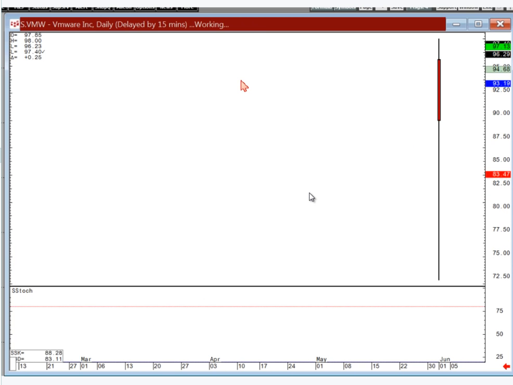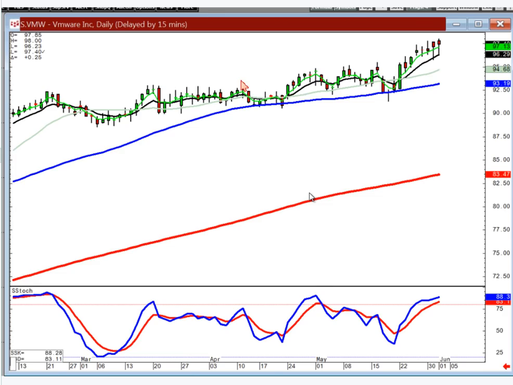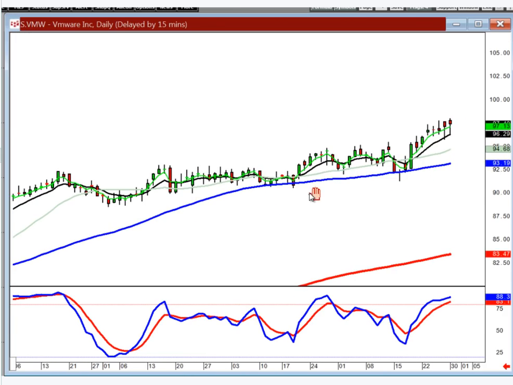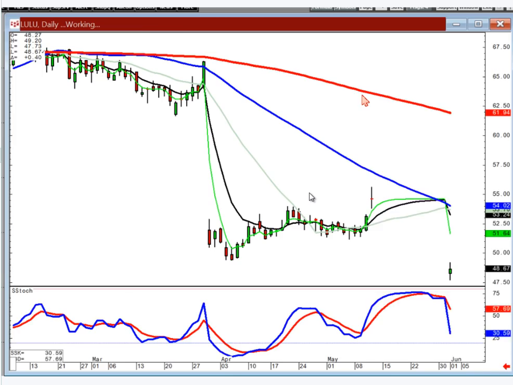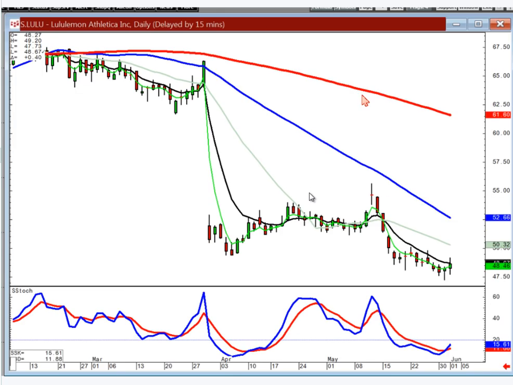VMW, nothing wildly exciting here other than you're in a very slow uptrend. If you like it, you can stay long. Again, one of those that you're not going to make a whole heck of a lot of money with, but you're moving in the right direction. Lulu, nothing here yet either. If you were short, I would have covered the short positions, but I wouldn't be going long just yet.